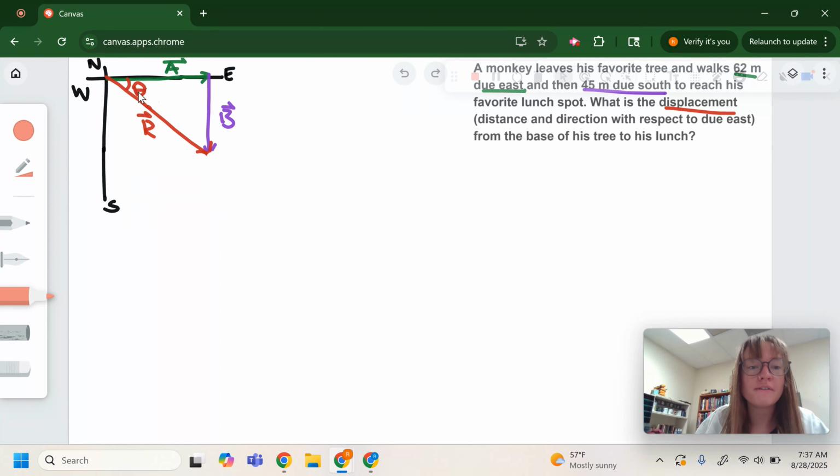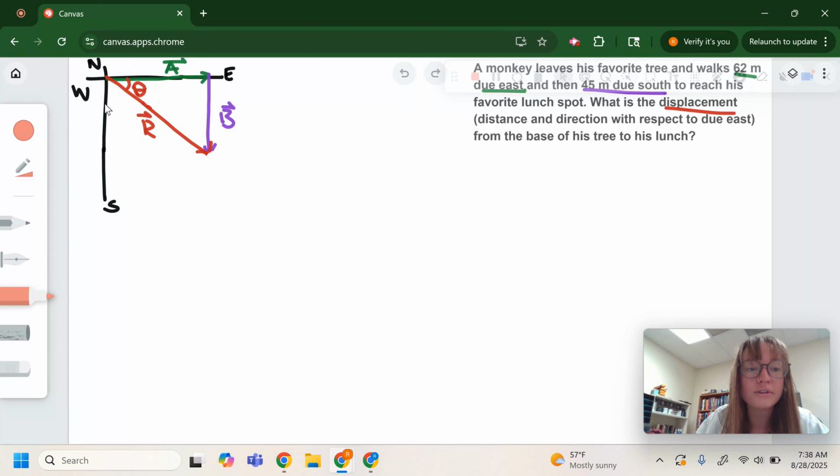You'll notice that I've already labeled this interior angle as theta. The reason why I chose that angle as theta is because it asked for the direction with respect to due east, which means I have to start at the east axis and then carve out from the east axis. If I start at the east axis and I carve out towards R, then I get this little angle right here.